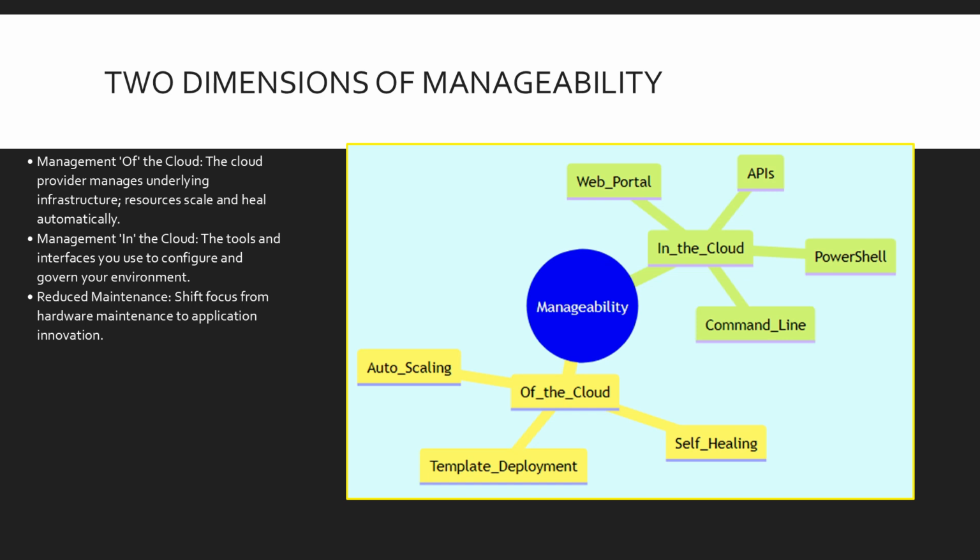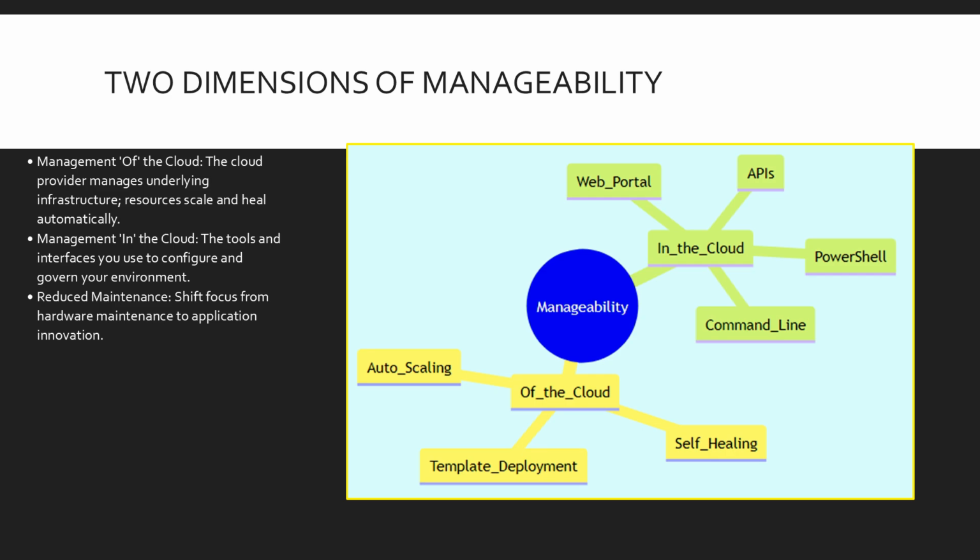First, there is the management of the cloud. This refers to the platform's ability to automatically scale deployment based on need, monitor health, and replace failing resources without your intervention. Second, there is management in the cloud, which dictates how you interact with your environment. Together, these aspects drastically reduce the operational burden. Instead of managing physical hardware or procuring servers weeks in advance, you can provision resources in minutes, allowing your IT staff to focus on higher-level tasks and innovation rather than routine maintenance.